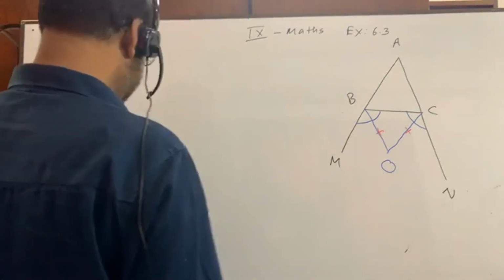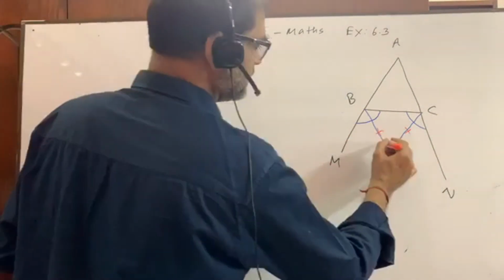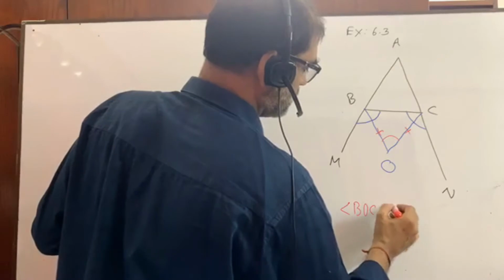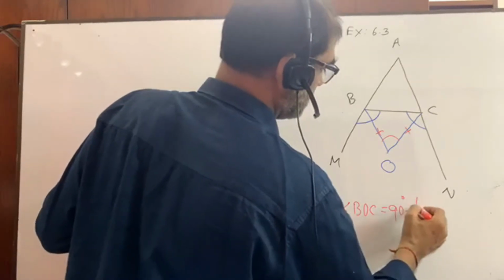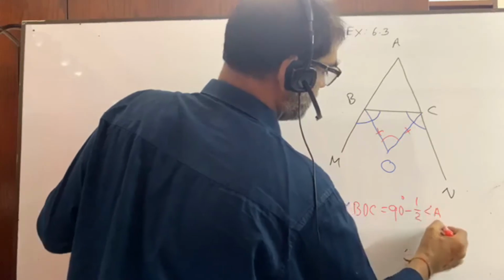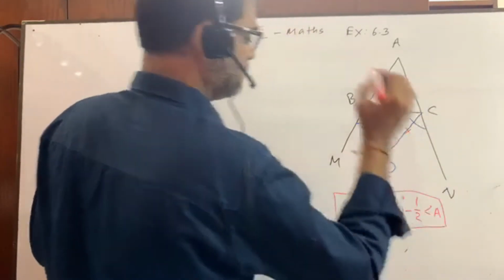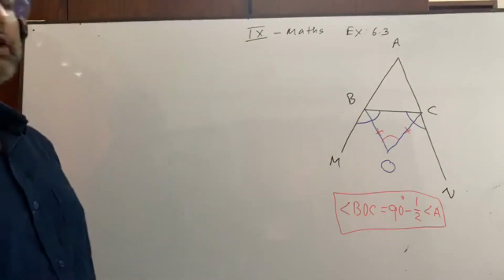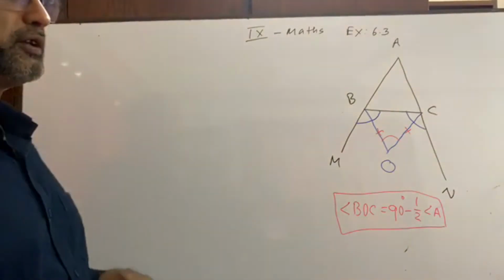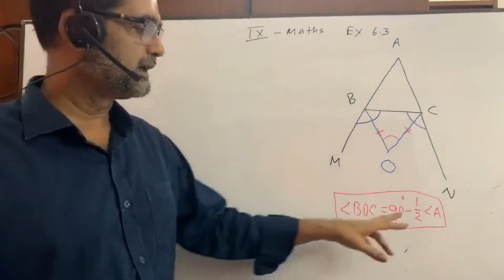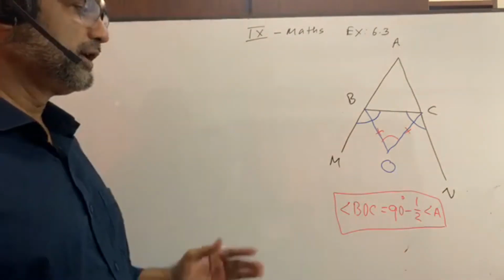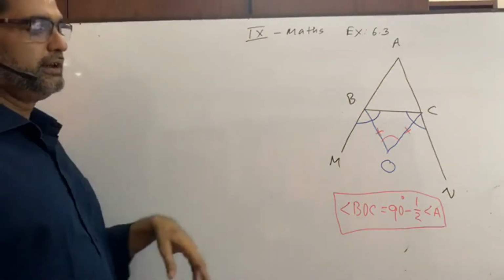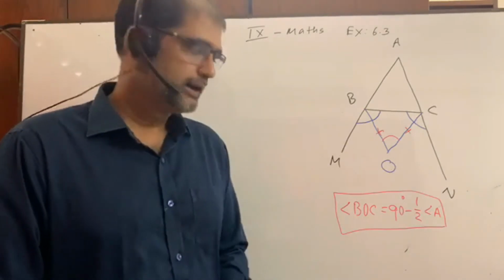Okay, now in this question we have to prove that this angle BOC is equal to 90 degrees minus half of angle A. Please try to understand. My dear students, can you recall from the previous math that in the case of the internal bisector, we had plus, right? And for the external bisector, we are getting minus. So this is the difference.